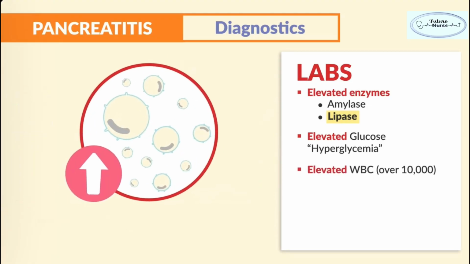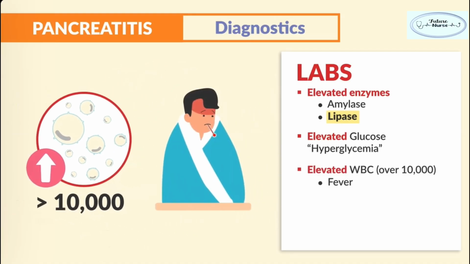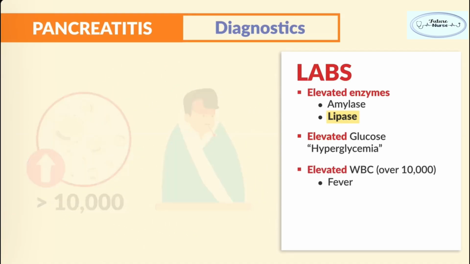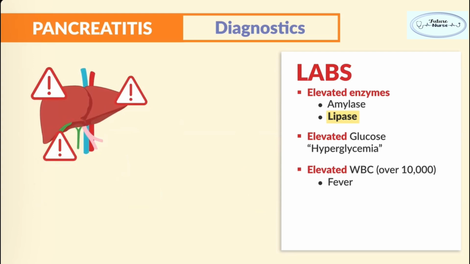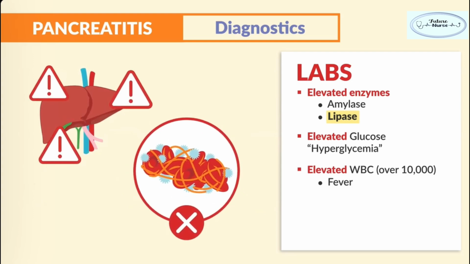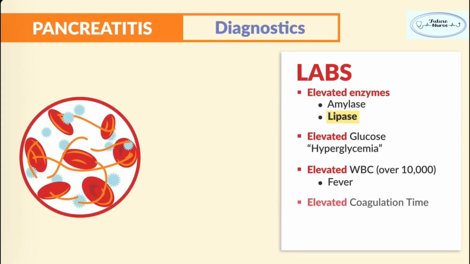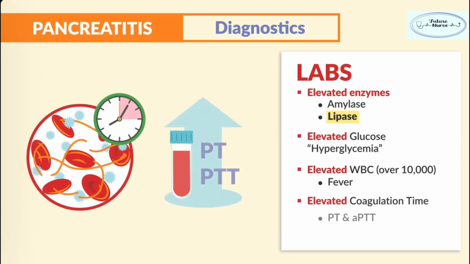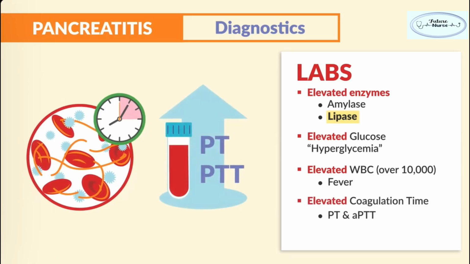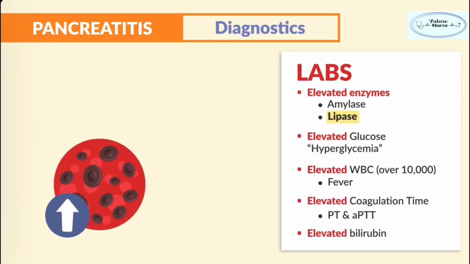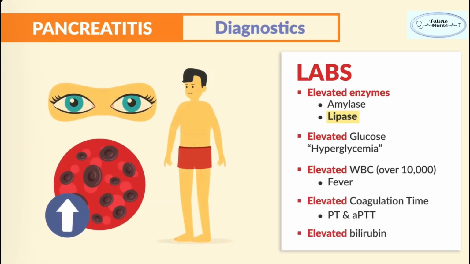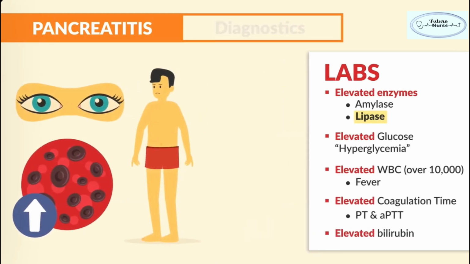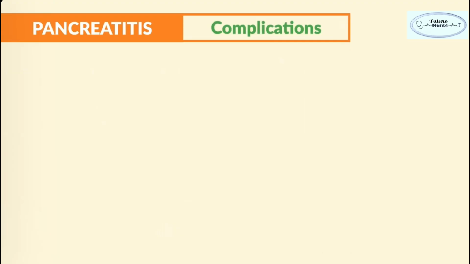Next, we have elevated WBCs over 10,000, and we can even see a fever from all the inflammation. And since the liver may be having trouble, it can't produce coagulation factors like normal, so we see elevated coagulation time with elevated PT and APTT, a huge risk for bleeding here, and elevated bilirubin, which will cause jaundice, as mentioned before.